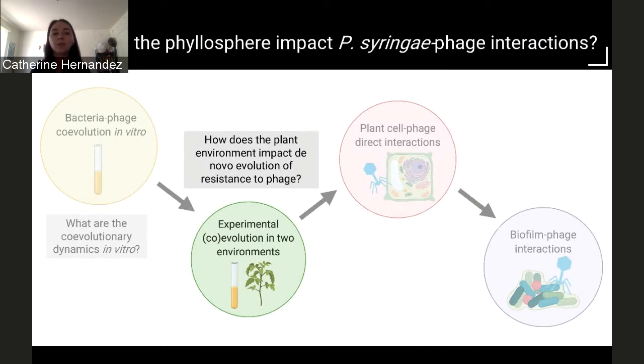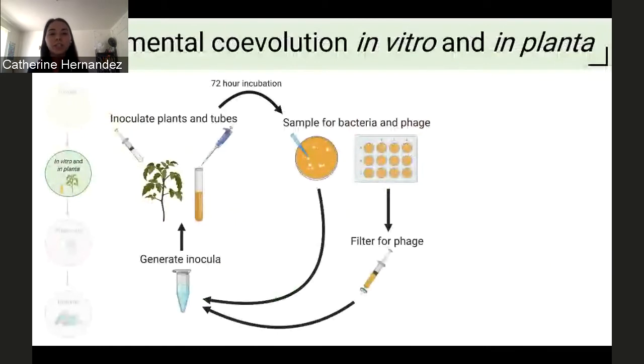And so we wanted to say, okay, if we start with sensitive bacteria and phages that can infect them, put them in both environments, how do the coevolutionary dynamics play out given that there's a context-dependent cost? And so we did an experimental coevolution project in both environments where we inoculated plants and liquid cultures with the same starting colony of bacteria and plaque phage. And then we would incubate them for 72 hours, allow them to grow up, and then we would sample for bacteria and phage, and then you separate them out, and then we can recombine them in different combinations.